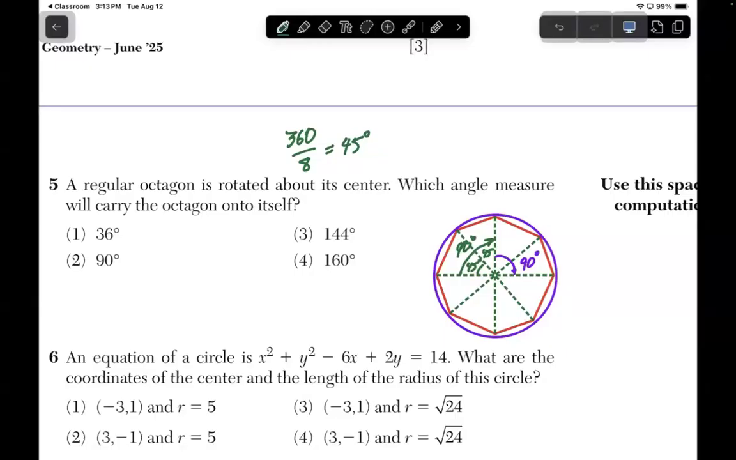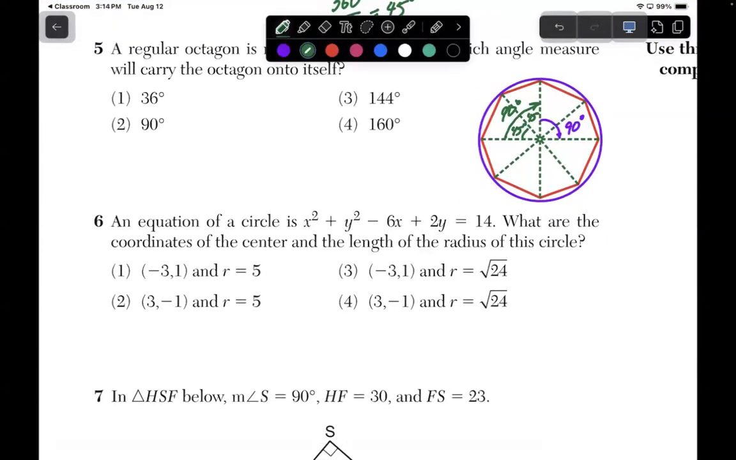So 45, 90, 135. Wait, does that add up? Yeah. 180, 225, 270, I think. Yeah. Anyway, you get my point. 315 and 360. So any multiple of 45 would carry that onto itself, meaning each of those slices, those triangles, would map onto the other one. Okay.